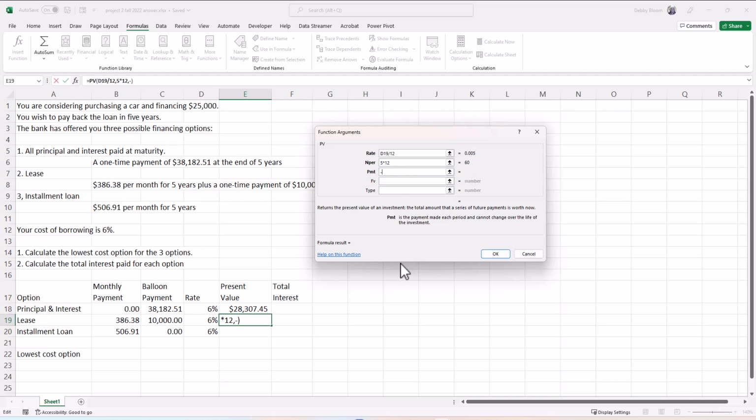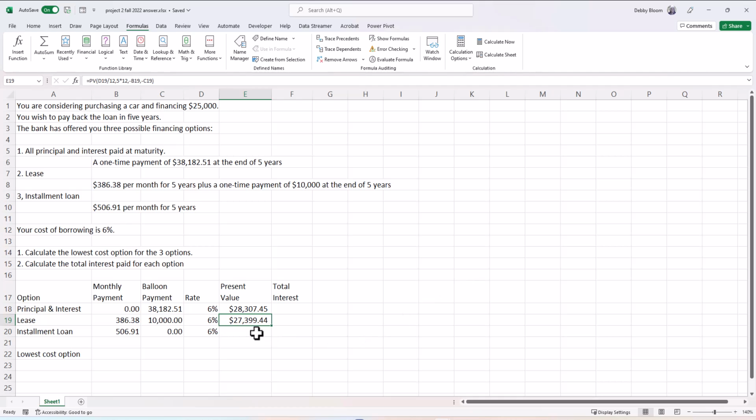PMT, this time negative, we're paying $386.38 a month. And then at the end, so FV, type in negative and then click on the 10,000. Present value of this one, about $27,400. Now finally, the last one, $506.91 per month.